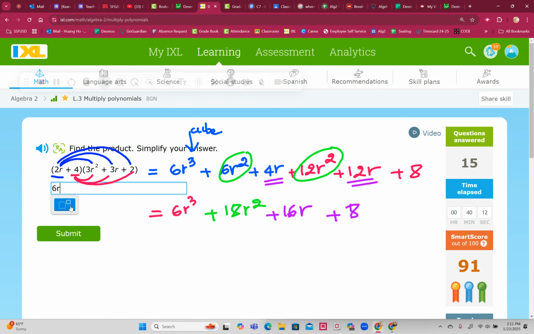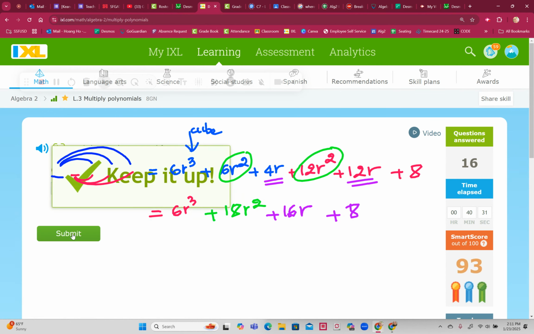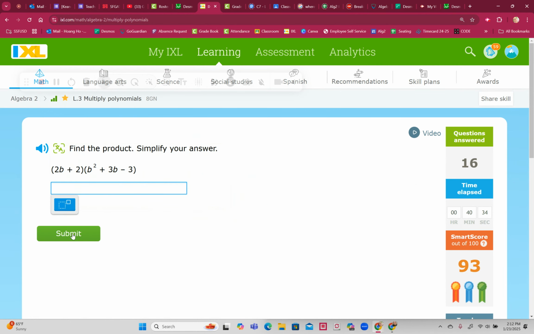6R squared. Okay, move the cursor down. Plus 18R squared. Move your cursor down. Plus 16R. And then plus 8. Okay, take a look. Submit. It said keep it up.